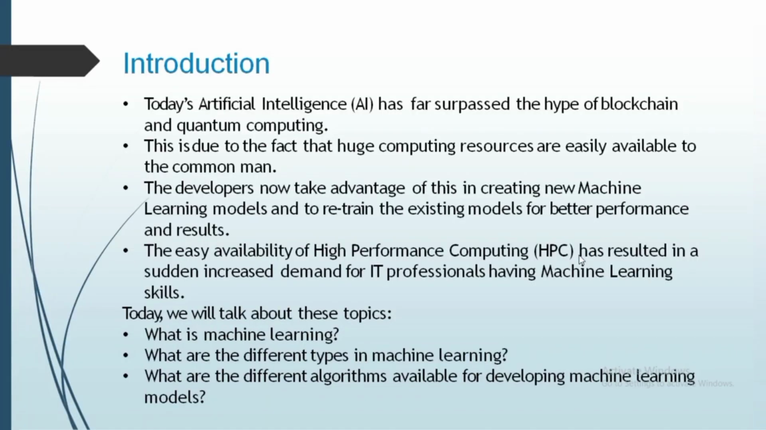So now we know AI is a very wide branch which holds blockchain, quantum computing, and different fields related to machine learning, and machine learning is a part of AI. Huge computing resources are now easily available, so developers are taking advantage of them to create new machine learning models and to train existing models for better performance. Because of the availability of HPC, that is high performance computing, there is a sudden increase in the demand for IT professionals who have machine learning skills.